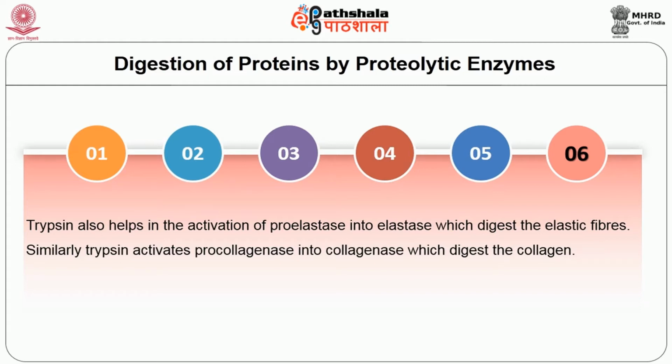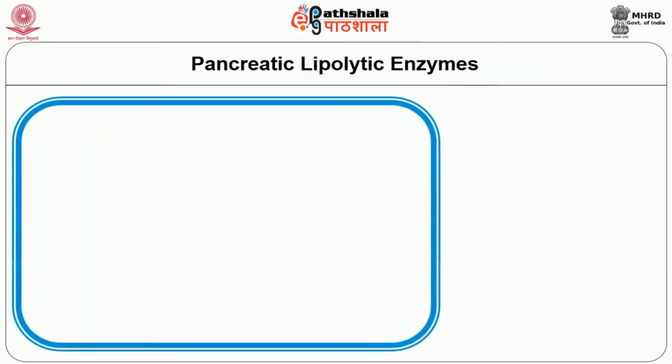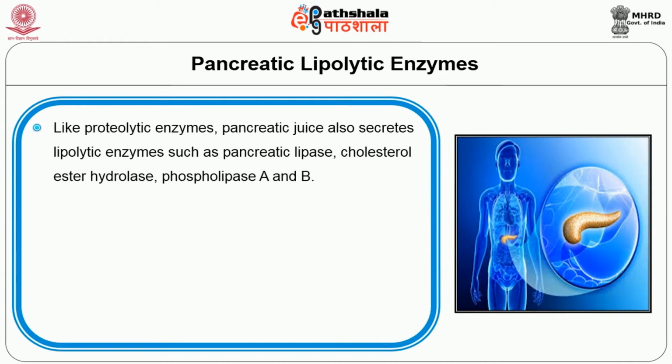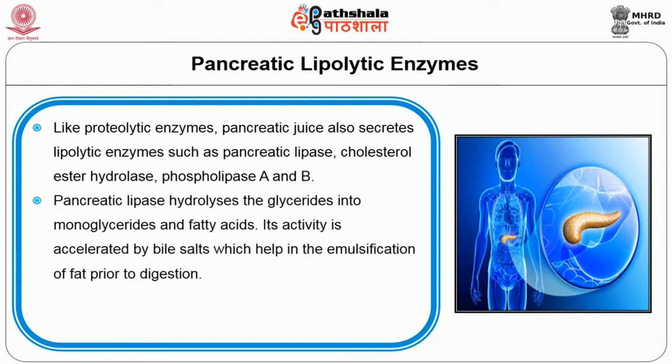Similarly, trypsin activates procollagenase into collagenase, which digests the collagen. The pancreatic lipolytic enzymes, which are secreted in the pancreatic juice, include pancreatic lipase, cholesterol ester hydrolase, phospholipase A and B. Pancreatic lipase hydrolyzes the glycerides into monoglycerides and fatty acids. Its activity is accelerated by bile salts, which help in the emulsification of fat prior to digestion.